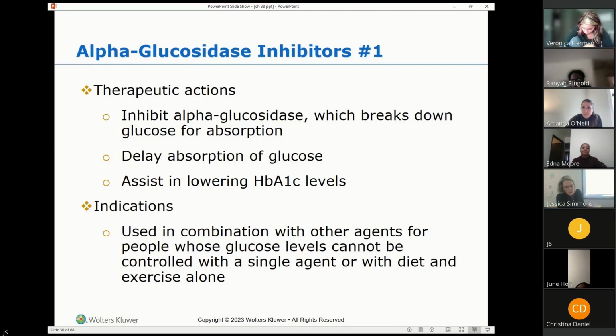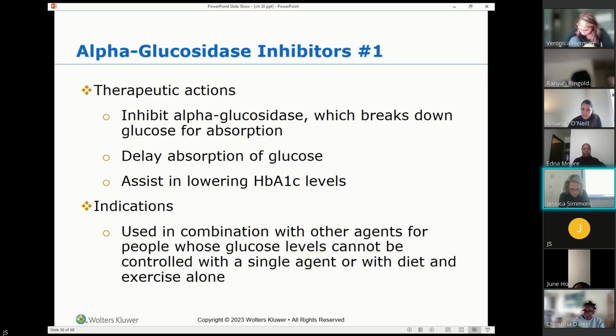So the next classification is alpha glucosidase inhibitors. These inhibit alpha glucosidase, which breaks down carbohydrates for absorption. They delay absorption and assist in lowering A1C levels. They can be used in combination with other drugs that help lower glucose levels.